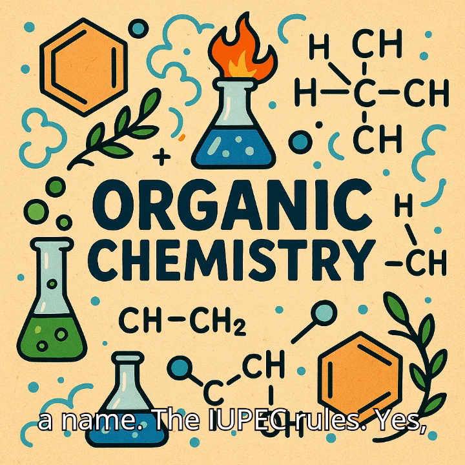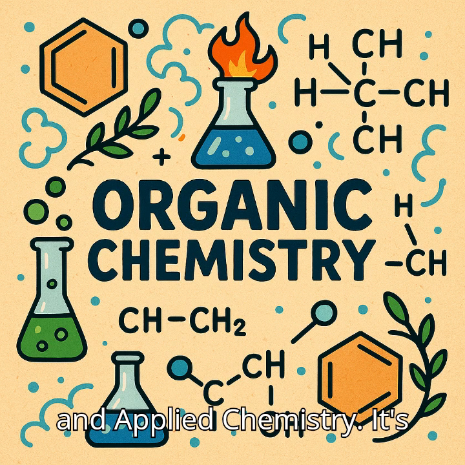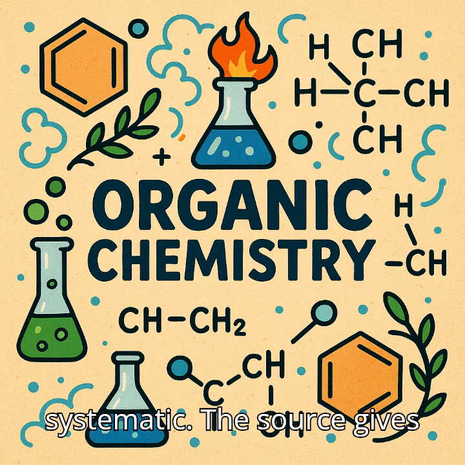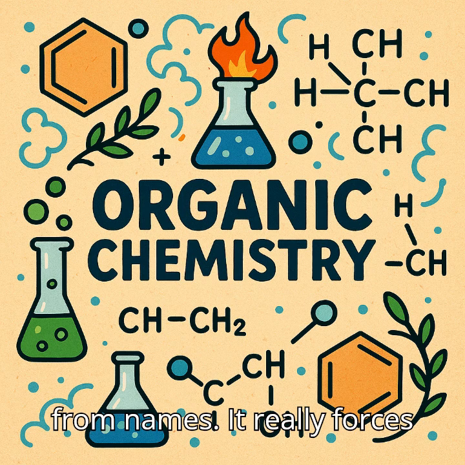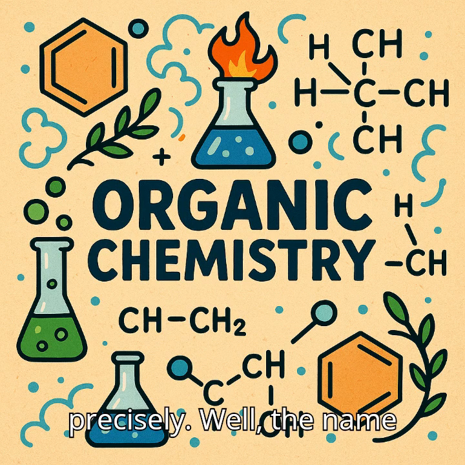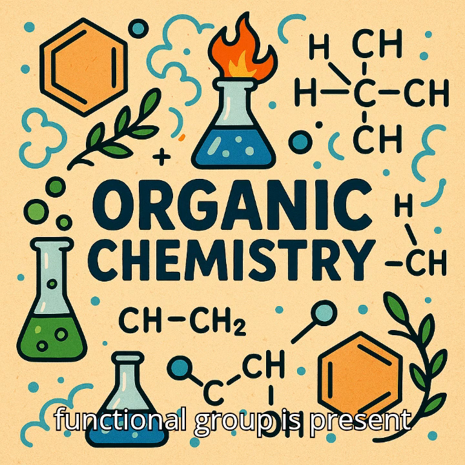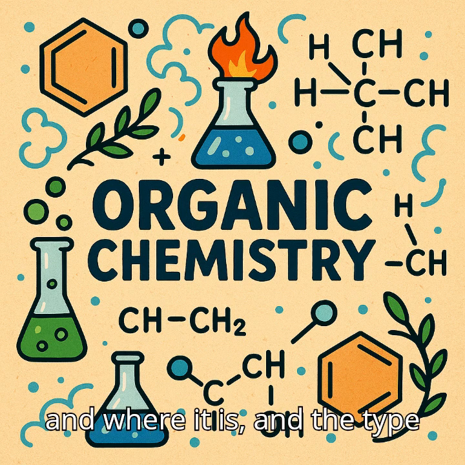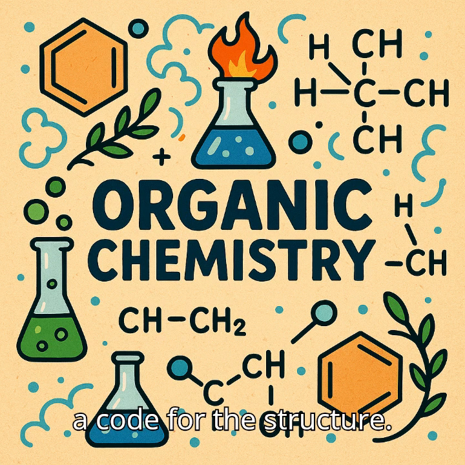The IUPAC rules. Yes, the IUPAC system, International Union of Pure and Applied Chemistry. It's systematic. The source gives examples, asks you to name structures or draw structures from names. It really forces you to see how the name describes the molecule precisely. Well, the name tells you the length of the longest carbon chain, what functional group is present and where it is, and the type and position of any branches, those alkyl groups. It's like a code for the structure.